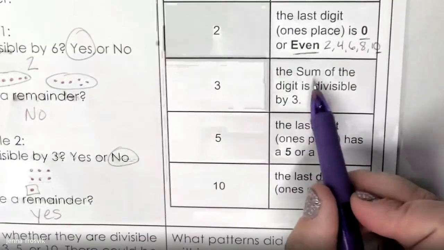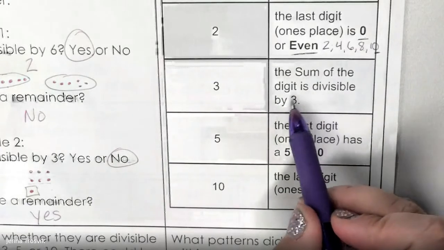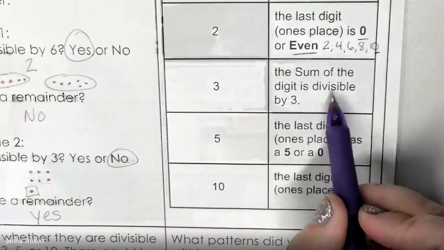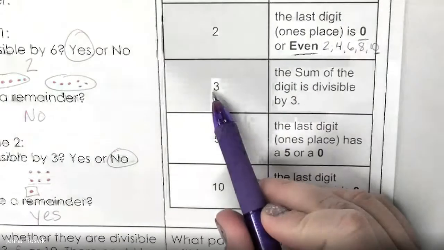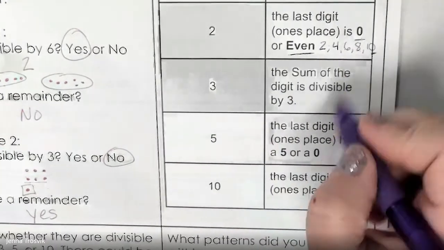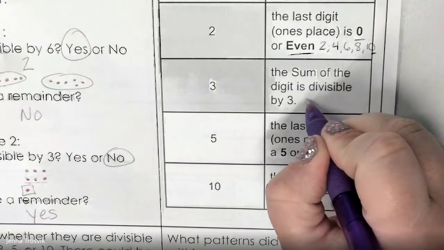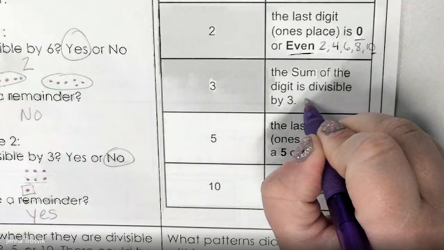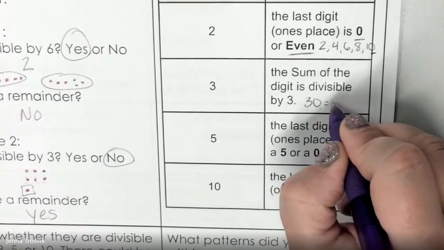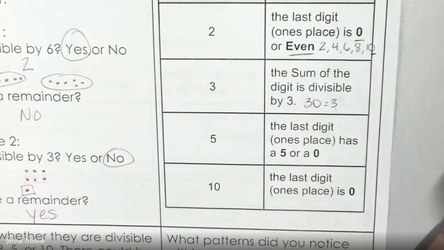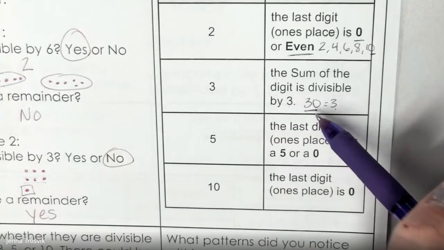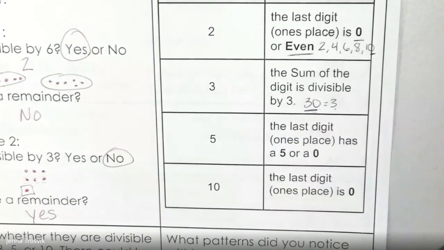3, any number that if we add the digits of the number together, it is divisible by 3. That means we can divide it equally by 3. So say we have the number 30. Add 3 plus 0, I would get 3. And I know that 3 is a multiple of 3, so therefore 3 is also divisible by 3. So 30 is a multiple of 3 and can be divided equally by 3.